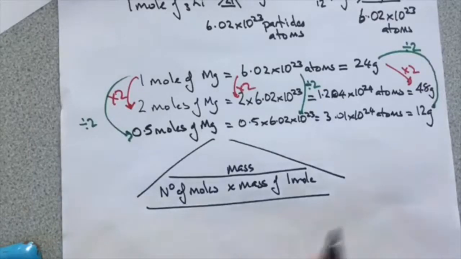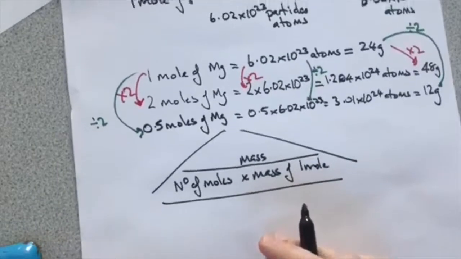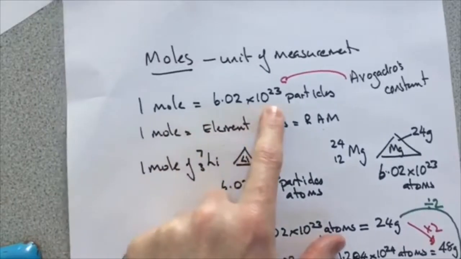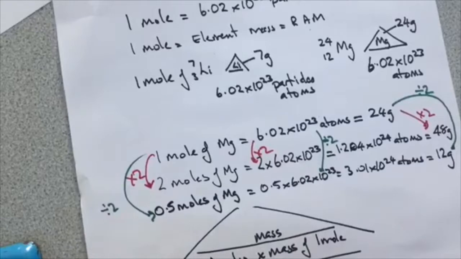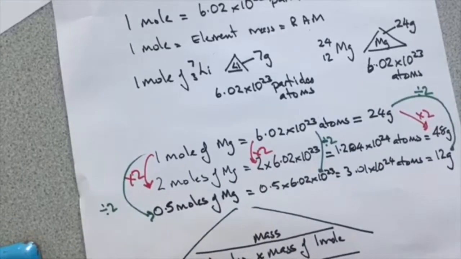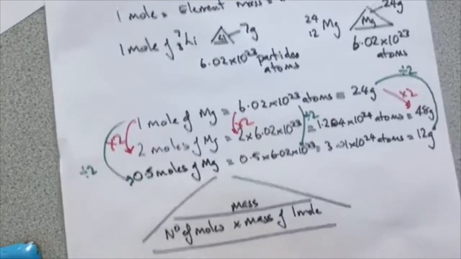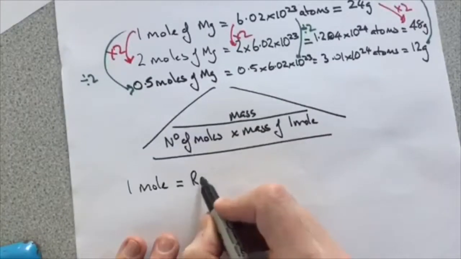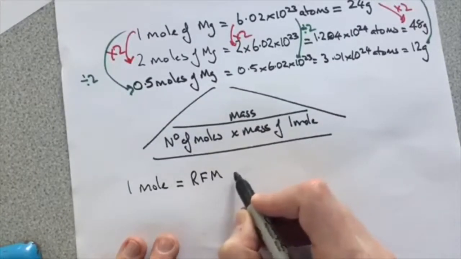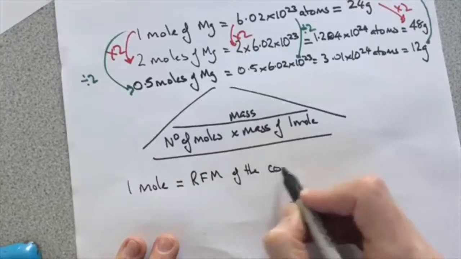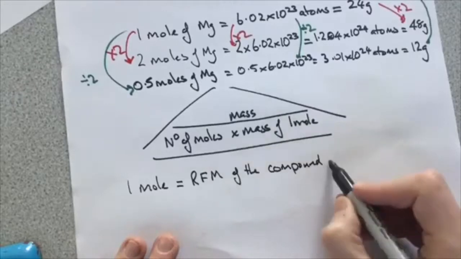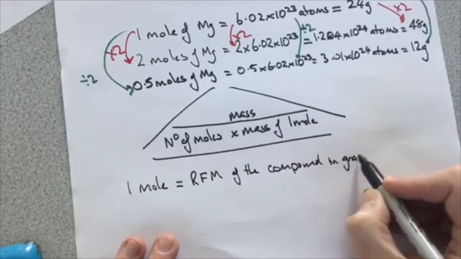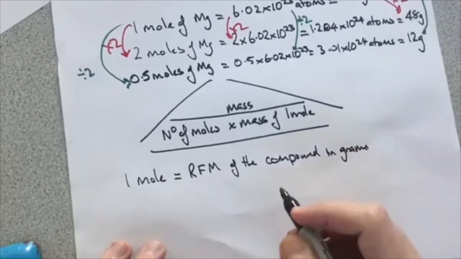Let's have a look at compounds, because if we've got a compound, we've got a little bit of an extra level to think about. Anything in 1 mole is this many particles, 6.02 times 10 to the 23, Avogadro's constant. When we talk about the mass of a compound, 1 mole of a compound is equal to the relative formula mass of the compound in grams. What does that mean? Let me show you what that means.